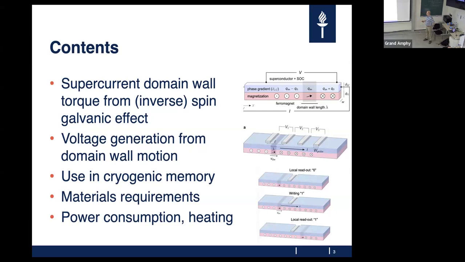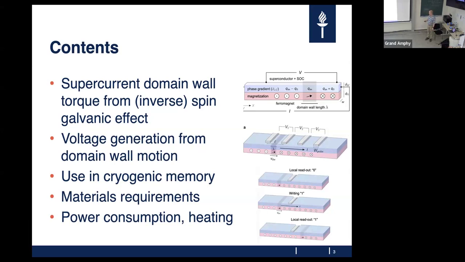I will first show how you can get such a supercurrent domain wall torque, and precisely speaking, it's actually a domain wall force, from the inverse spin galvanic effect, and what that is. I will show how you can actually detect the domain wall motion by the fact that it generates voltage.